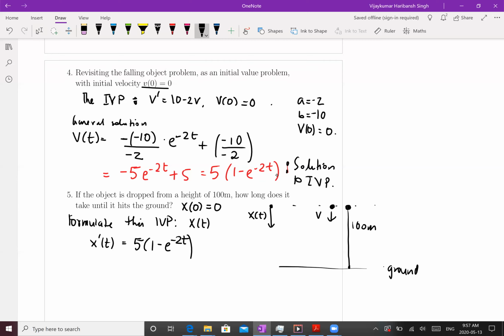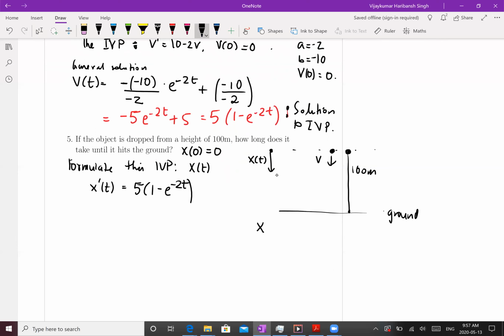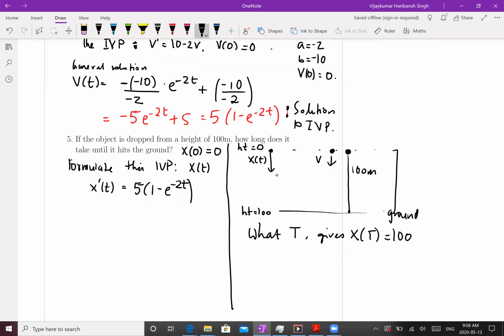The question is, for what t do we get x of t equals 100, right? Because you're starting from here, this is height 0. Let me write it down here. Height equals 0, and here the height equals 100. Let me make a space here so that the difference between them is clear.